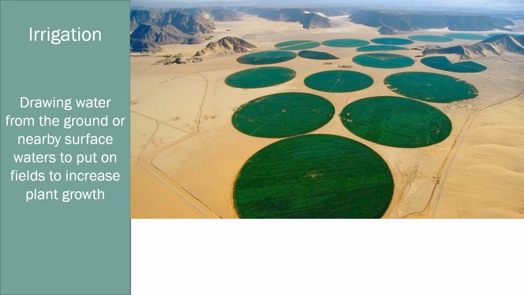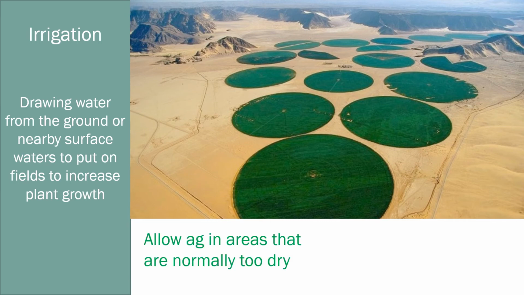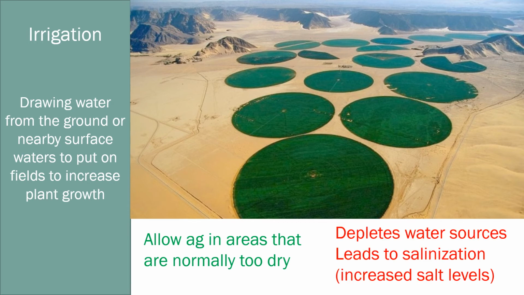Another improvement is in irrigation, which is drawing water from the ground or nearby surface waters to put on fields to increase plant growth. This was great because it allowed agriculture to expand to areas that are normally too dry. So GMO crops allow agriculture to come into dry areas, but so does irrigation, and you can see here that they are irrigating the desert.